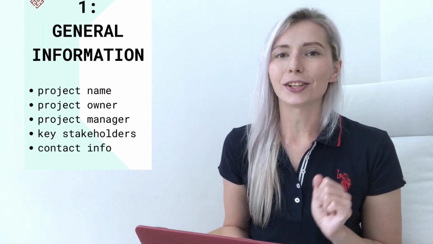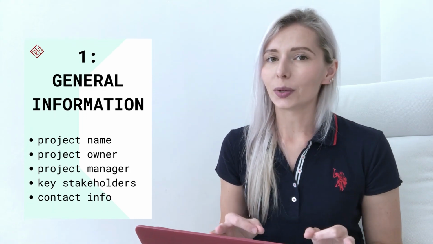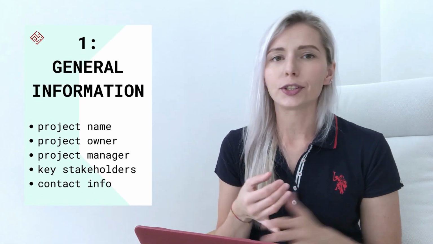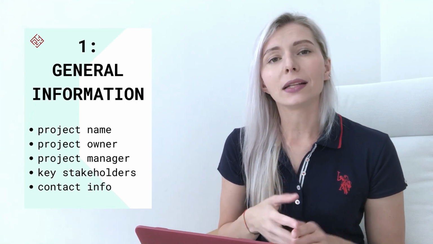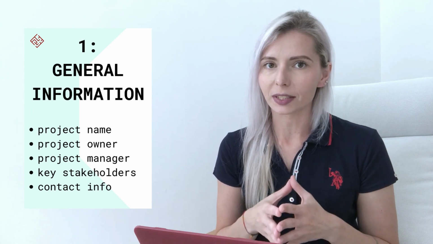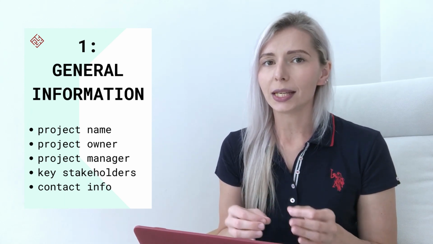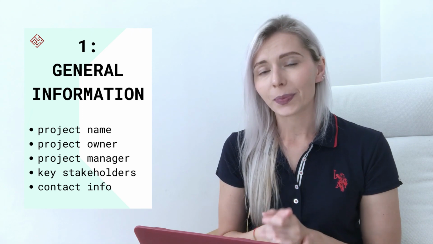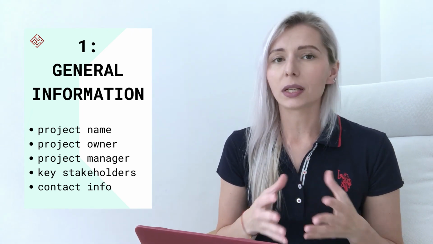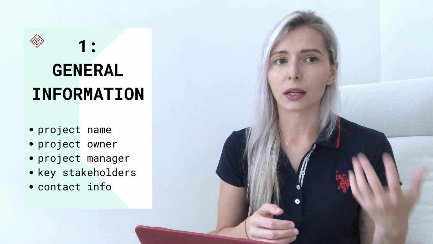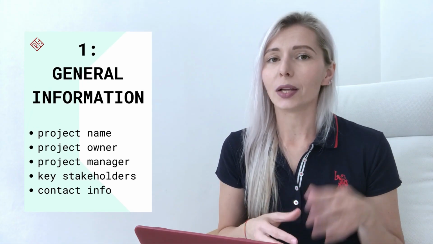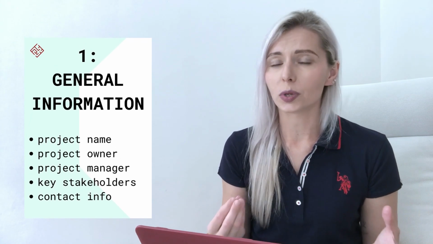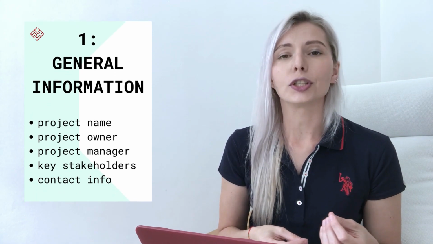Number one is the general information about the project. So here we are going to include the name of the project, the name of the project owner or the client, the name of the project manager and key stakeholders if we know these people in advance. Additionally, we are going to put in here the contact information of those people. And this is extremely important because this is the main purpose of the document, and this is why we are creating the project charter. Here in this section, we are going to outline who is going to be authorized to do what, meaning you as a project manager are going to be authorized to manage this project.